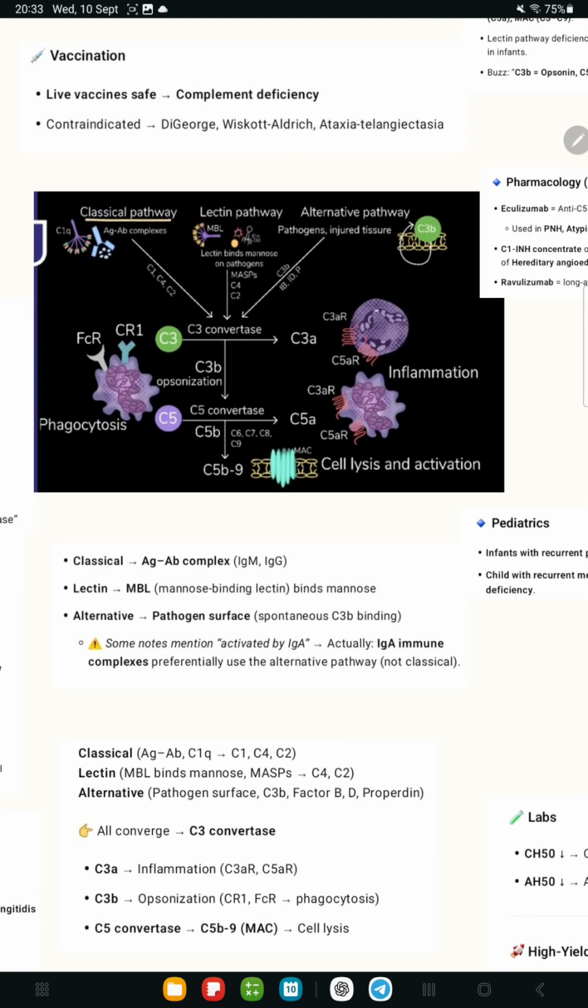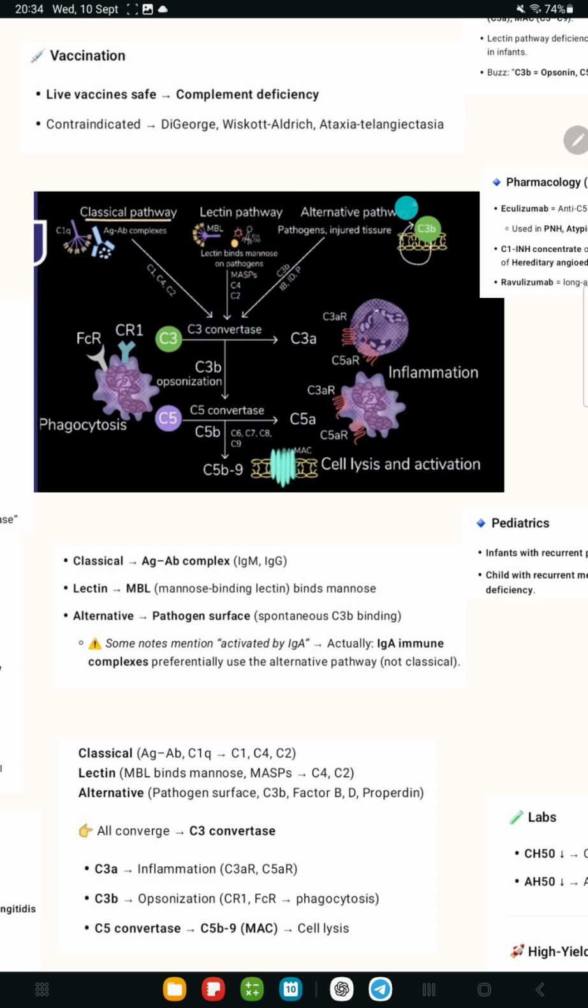For the classical pathway, we have to remember that it is activated by antigen-antibody complexes, and this activates C1q. This C1q will activate further C1, C4, C2, which ultimately get converted into C3 convertase. In the lectin pathway, MBL is binding to mannose. Mannose is present on the pathogens, which leads to activation of MASPs, which further activates C4, C2, and finally it is also converting into C3 convertase.